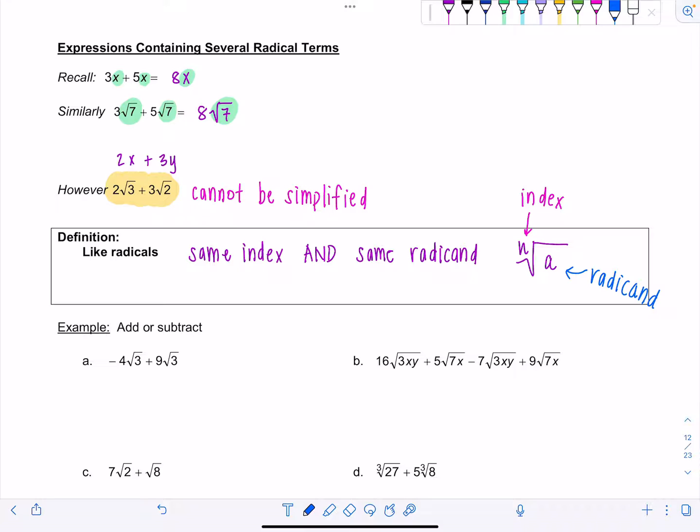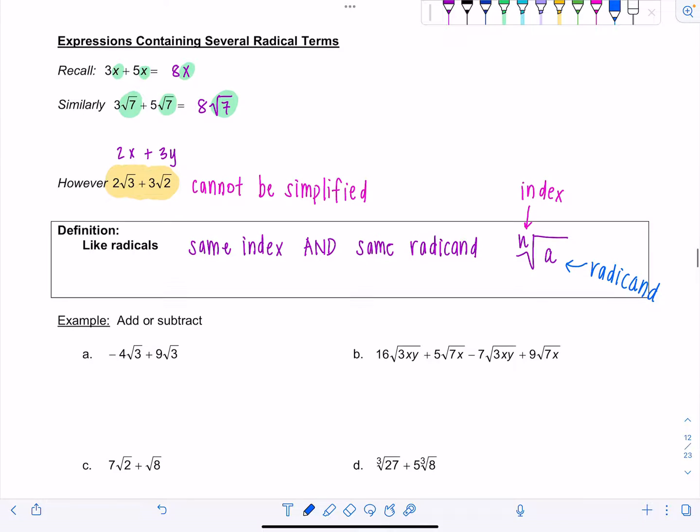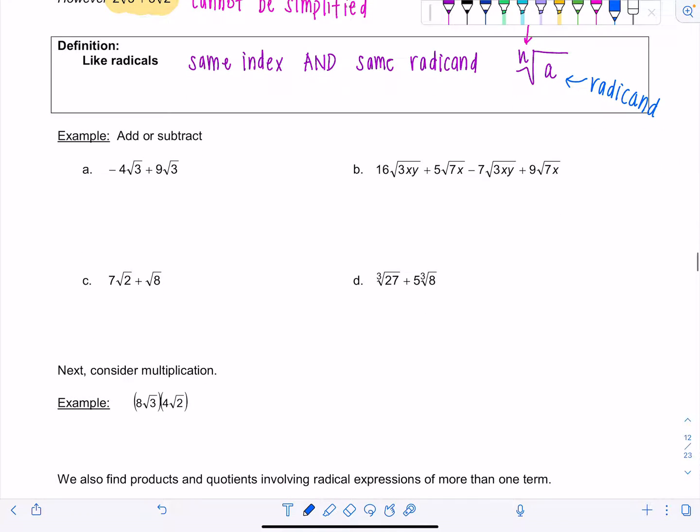So let's look at some examples here so you can get comfortable doing this. Example A, we're just adding or subtracting, whatever's appropriate. So we have negative 4 radical 3 plus 9 radical 3. These are like radicals because we have the square root of 3 in both of these. So we're going to just combine the coefficients. Negative 4 plus 9, that's positive 5. And then just rewrite radical 3. Leave it alone. Don't touch it. Okay? Very good.